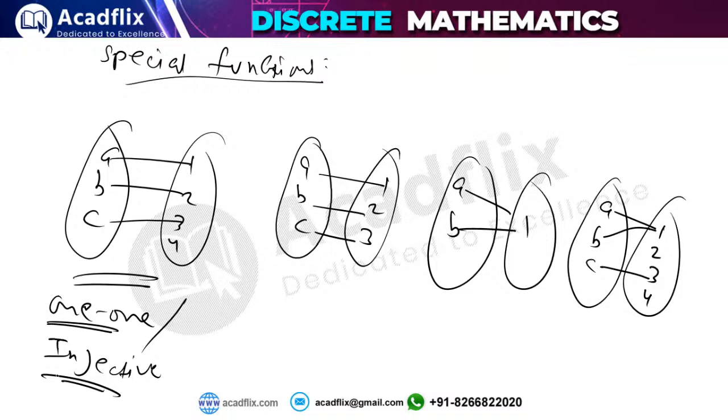What is the meaning of this one-one function? Basically, in a one-one function, different elements of the domain are related to different elements in the codomain. In a one-one function you cannot have this type of situation. One-one means different elements will relate to different elements. For example, here A and B are different elements, they are related to different elements. B and C are different elements, they are related to different elements. A and C are different elements, they are related to different elements. So this is called one-one or injective.